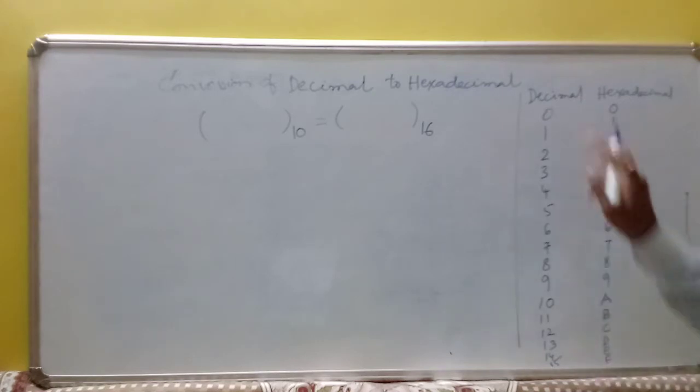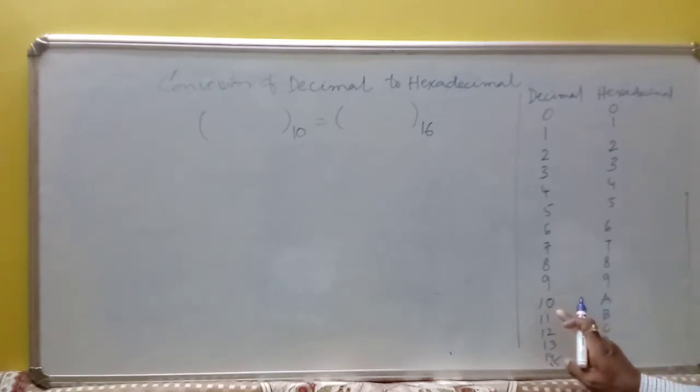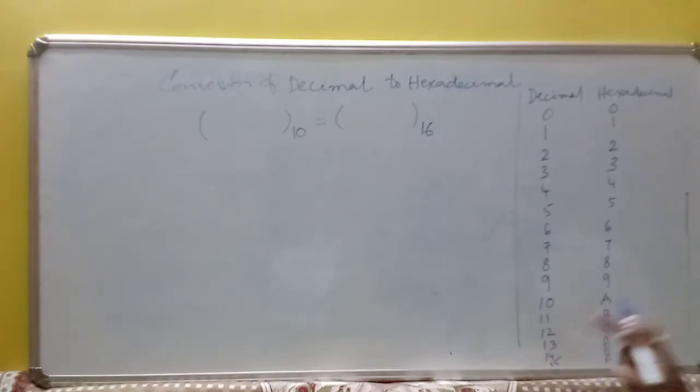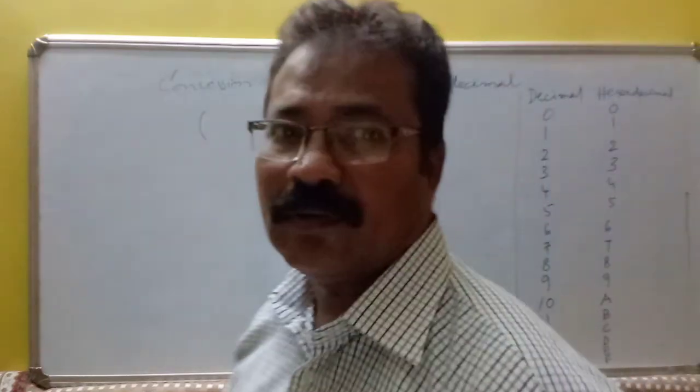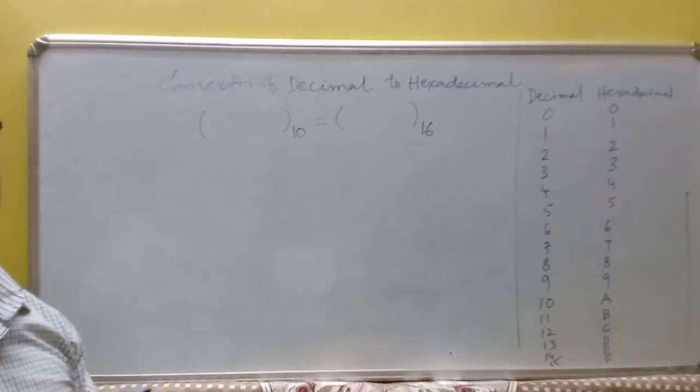That is the decimal equivalent to hexadecimal. A is equal to 10, B is equal to 11, C 12, D 13, E 14, F 15. F is equal to 15 decimal. Now, let us take one example for this conversion, decimal to hexadecimal.